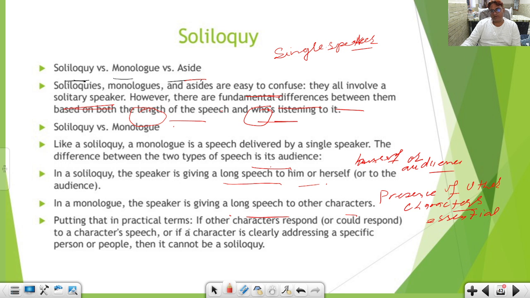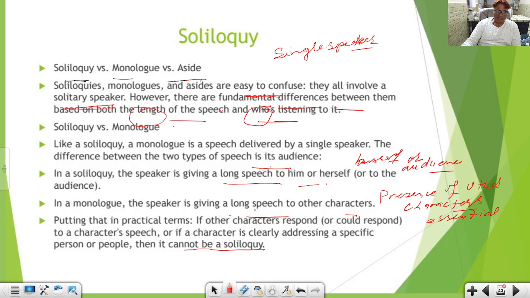If we put it in practical terms, then other characters respond or could respond to a character's speech, or if a character is clearly addressing a specific person or people, then it cannot be a soliloquy. Okay, this should be kept in your mind. If a character is addressing a specific person or people, then it cannot be kept in the category of soliloquy.